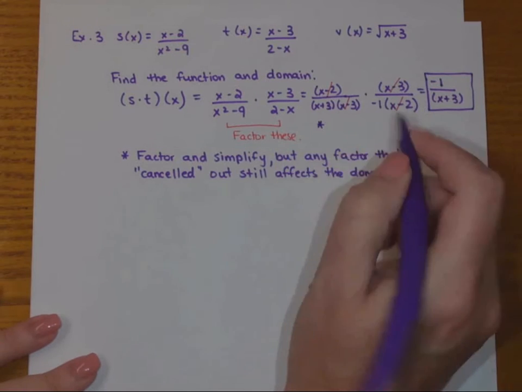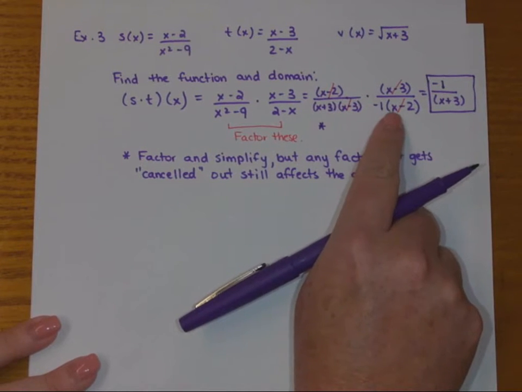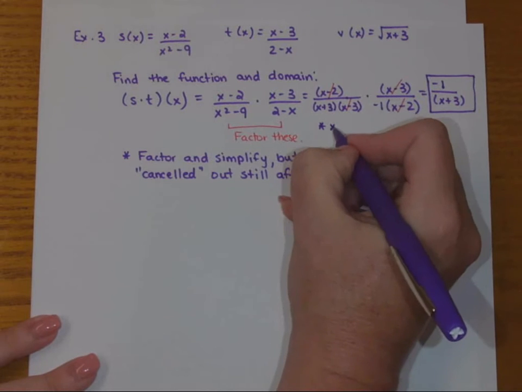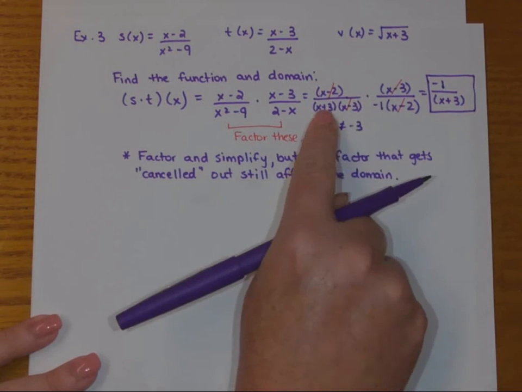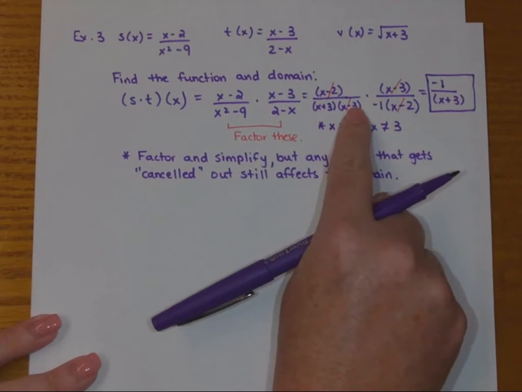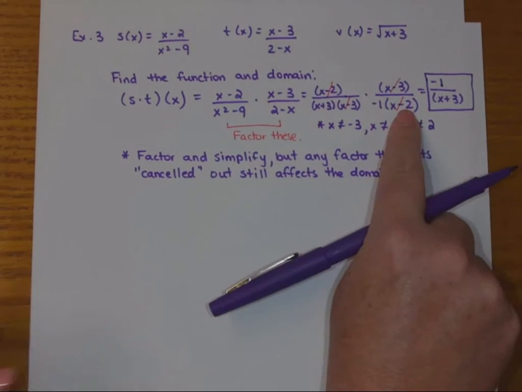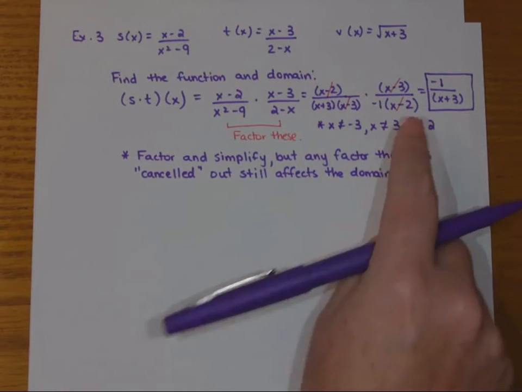But we need to remember that every time we had a 0 in the denominator originally is a problem with the domain. So in other words, x cannot be -3 because of this one. x can't be 3 because of this one. And x can't be 2 because of this one. Because in any case, we can't have 0 anywhere.